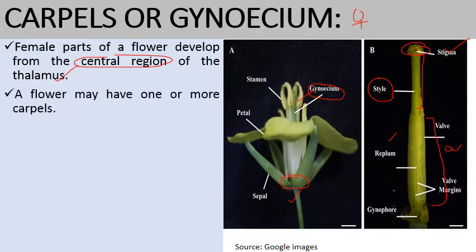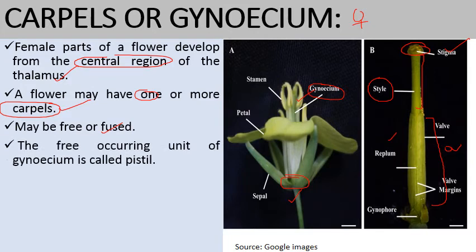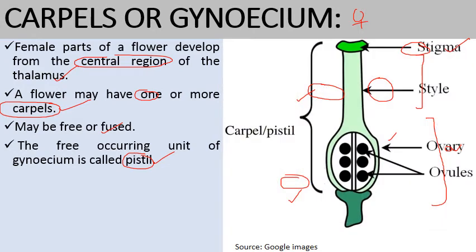A flower may have one or more carpels. एक जो flower है उसमें एक या एक से ज़्यादा carpels हो सकते हैं. They may be free or fused, that we'll discuss later on. The free occurring unit of gynoecium is called pistil, that we have already discussed. जो single unit है gynoecium की, उसे pistil कहा जाता है और carpel कहा जाता है. And this is the carpel.